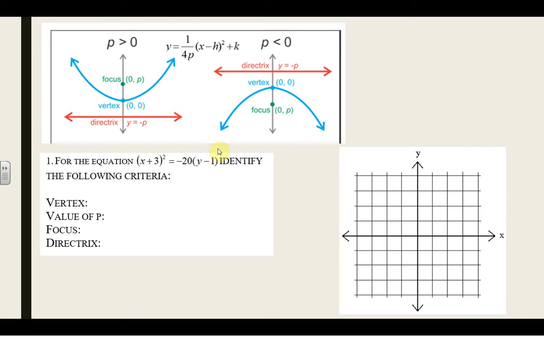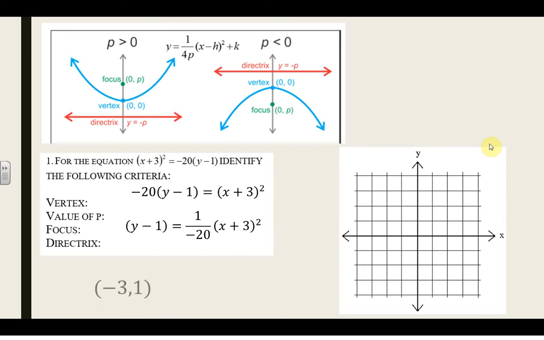Okay, so given this equation, identify the vertex, the value of p, the focus, and the directrix. Vertex is just like how a circle equation was last year. It's going to be at -3, +1. I switched it around because you need to figure out what your p-value is. So you got to get the y by itself, it's the equation in front of your quantity.